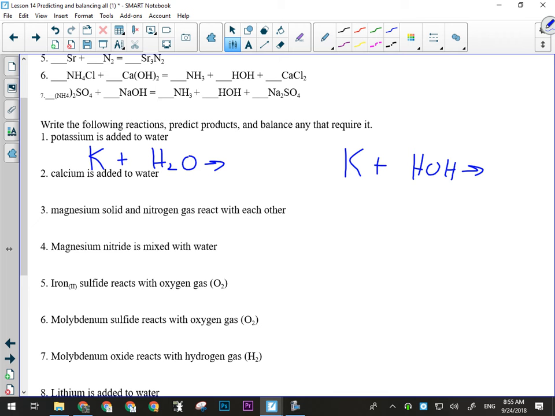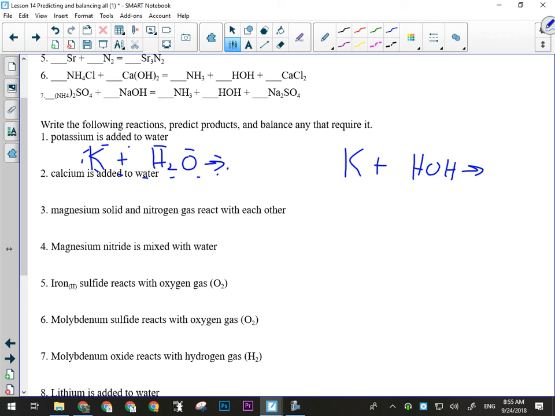If I'm looking at either one of these, what kind of reaction am I looking at? It's single replacement. I have an element reacting with a compound. This here would be the less likely scenario, simply because I've written H2O as a molecular compound, whereas here I've written it as an ionic compound. Remember that replacement reactions only happen with ionic compounds. So we'll start with this one here.